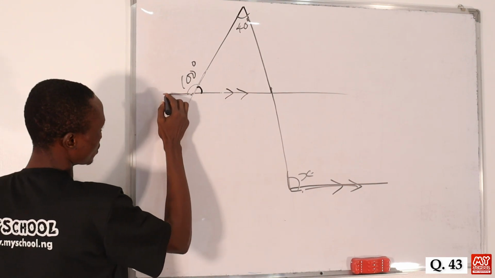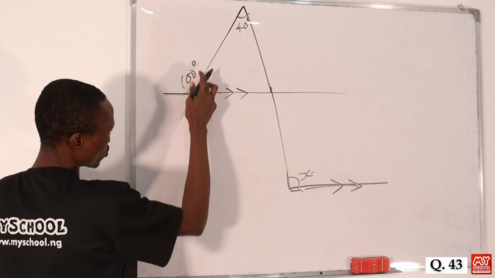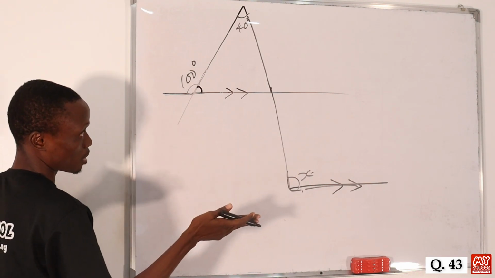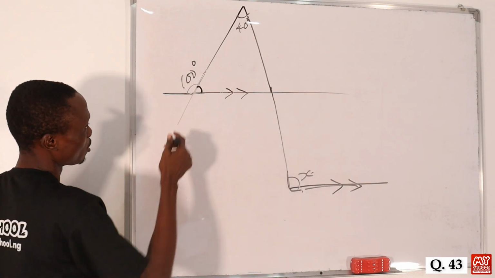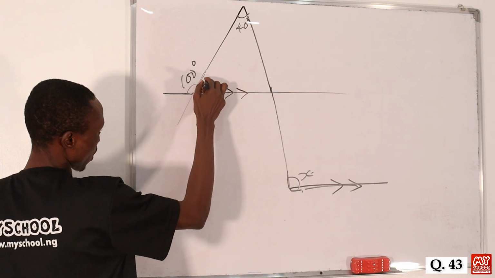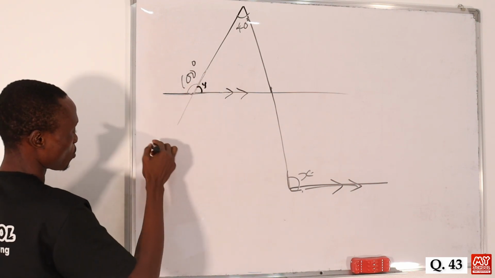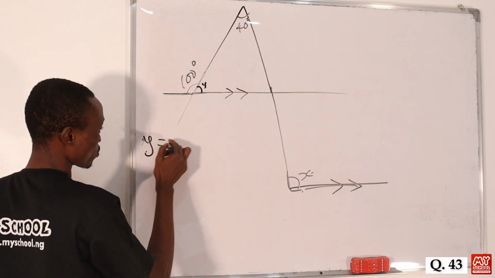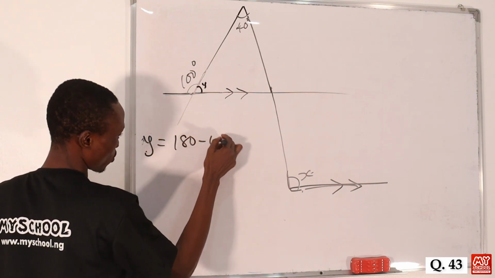If you look at this, this is a straight line and we have 2 angles on it. Remember that the sum of angles on a straight line is equal to 180. So to get the angle here, let's call it y, we'll have y equal to 180 minus 100.